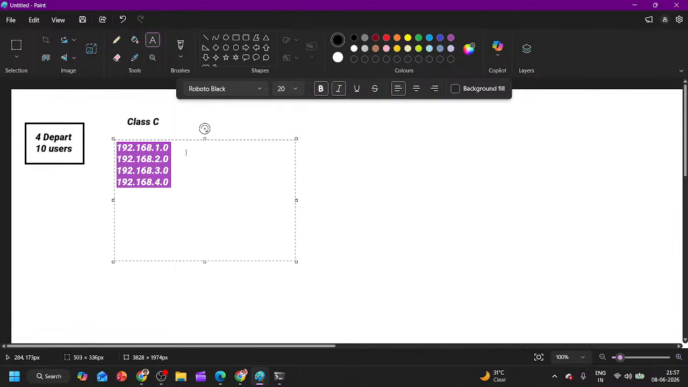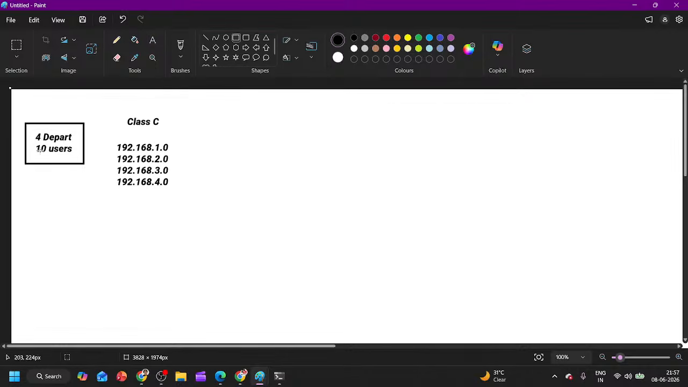How many IP addresses are there inside each network? Yes, 254. And how many IP addresses are required? Only 10. Don't you think again your router is going to store lots of unused IP addresses in the routing table?